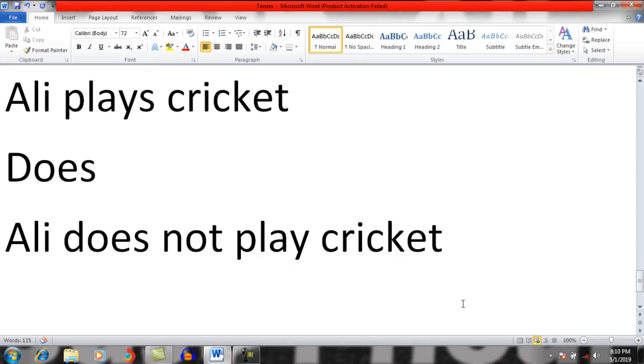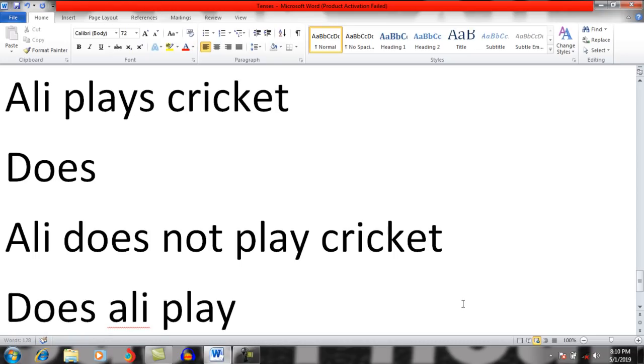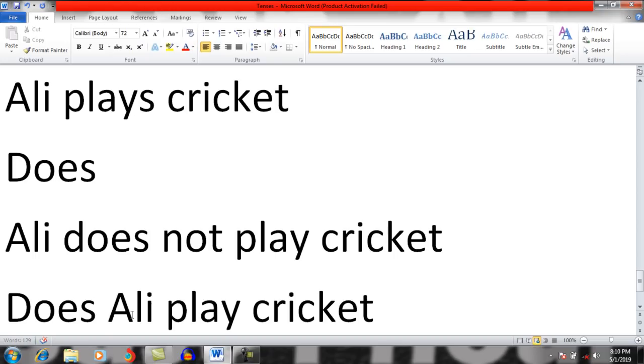Whenever you want to make an interrogative sentence, it will have to be like this: does Ali play cricket? Again, I have removed s, because what is there? There is already does. So as I mentioned before, whenever we are talking about a third person pronoun, we will not add s or es with the main verb. So, does Ali play cricket?